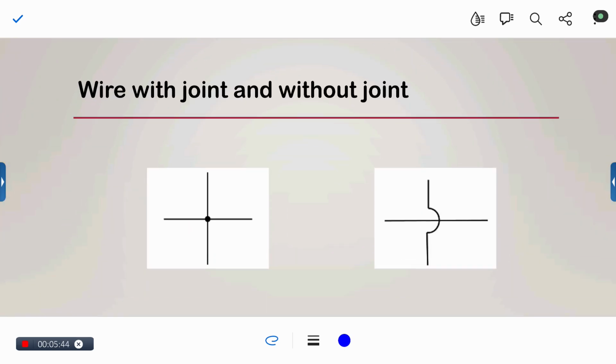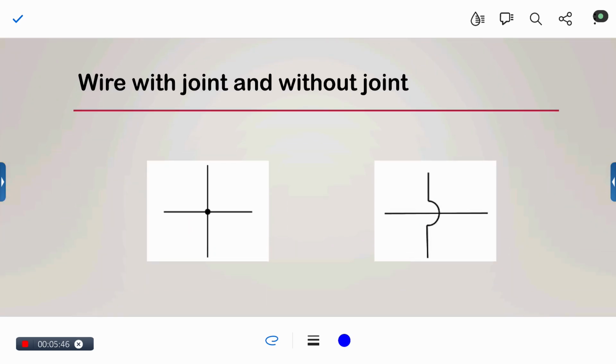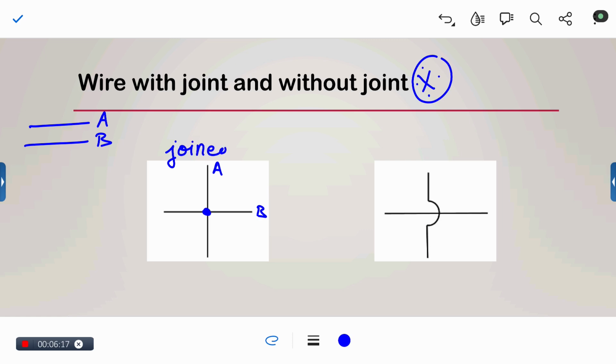Next. They'll be asking us to draw the symbol. One of the important questions they asked in one of the board exams: a wire with a joint and a wire without a joint. If I'm taking two different wires, let's take this is wire A and this is wire B. If I need to connect these two wires, then I can mention a small dot in the middle where the two wires are joining. This represents these two wires are joined with each other.